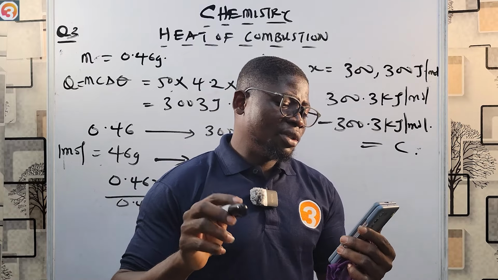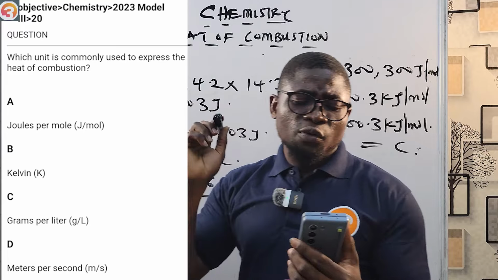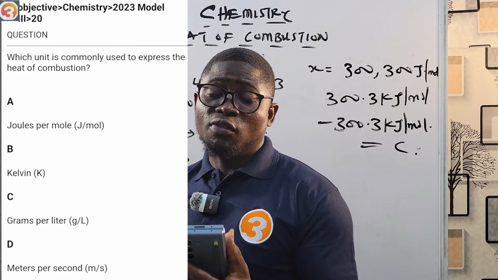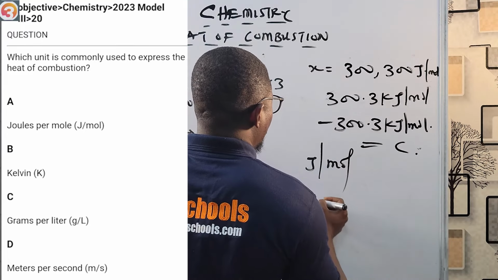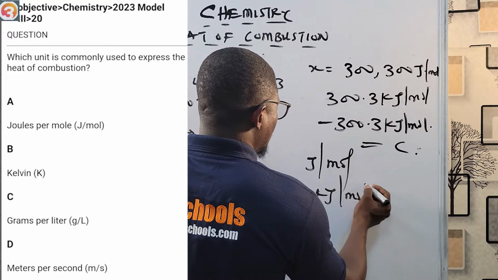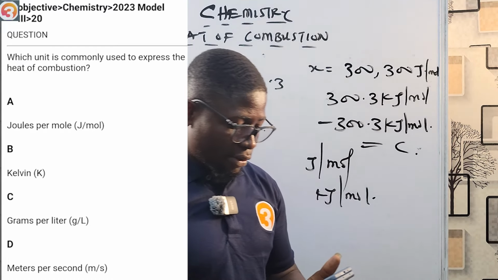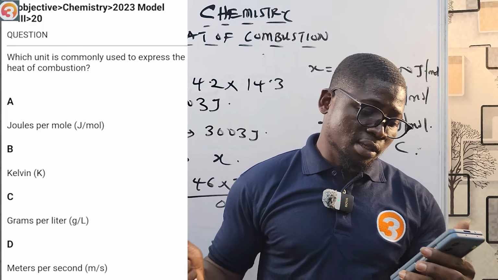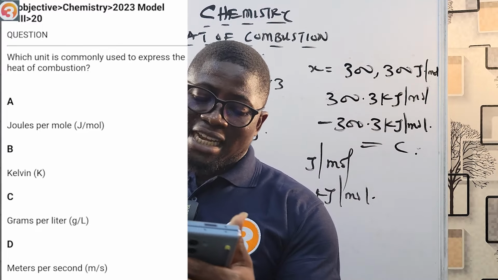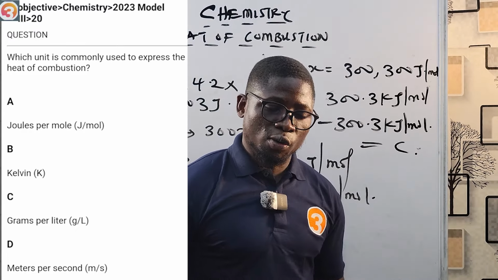They say, 2023 number 20: which unit is commonly used to express the heat of combustion? We have seen that, it is joule per mole or kilojoule per mole. That's option A, which is very correct. B is Kelvin, no. C is gram per liter. D is meters per second. A is joules per mole, or kilojoules per mole.